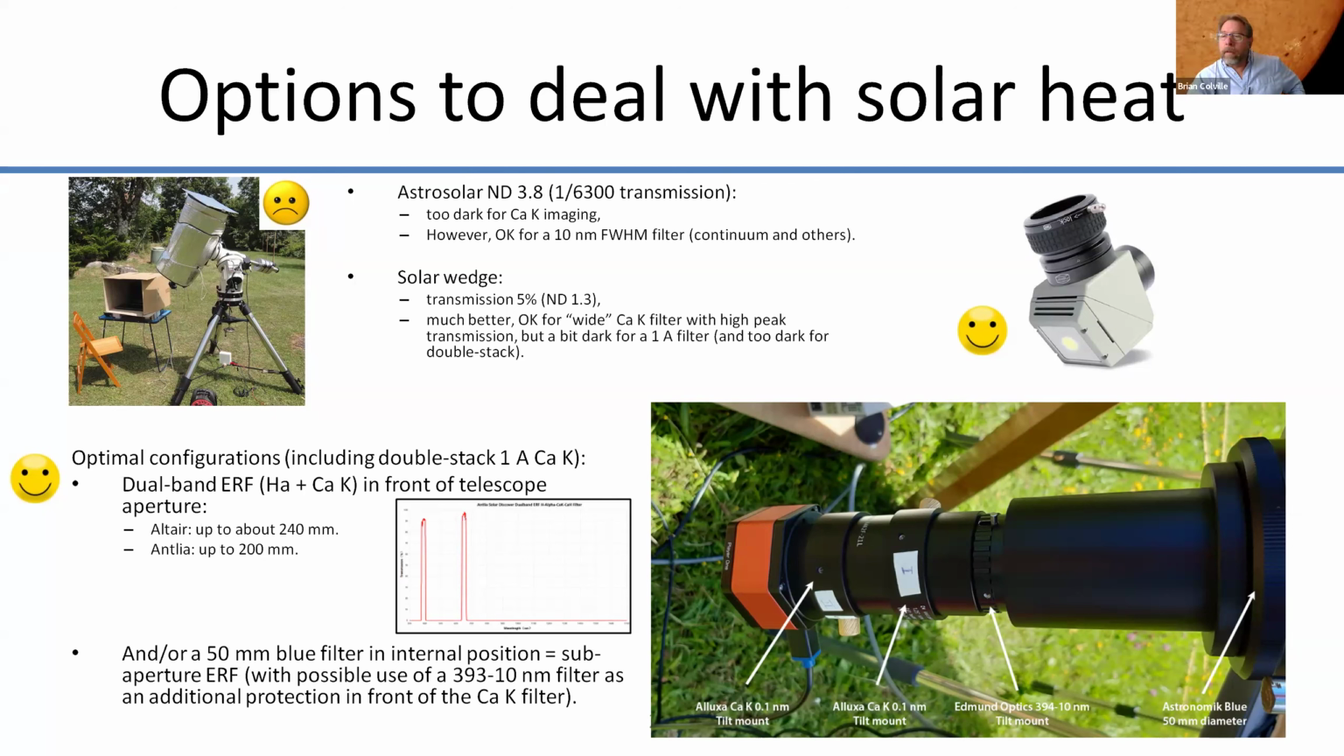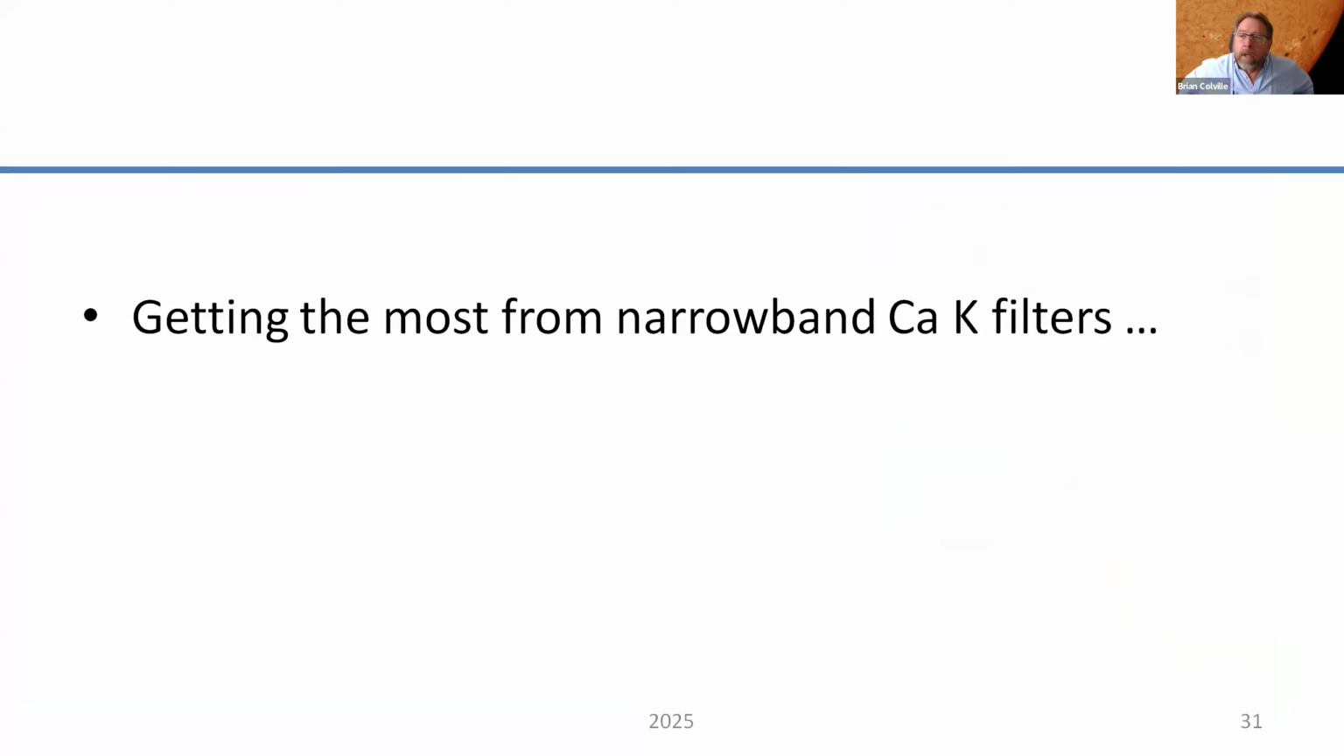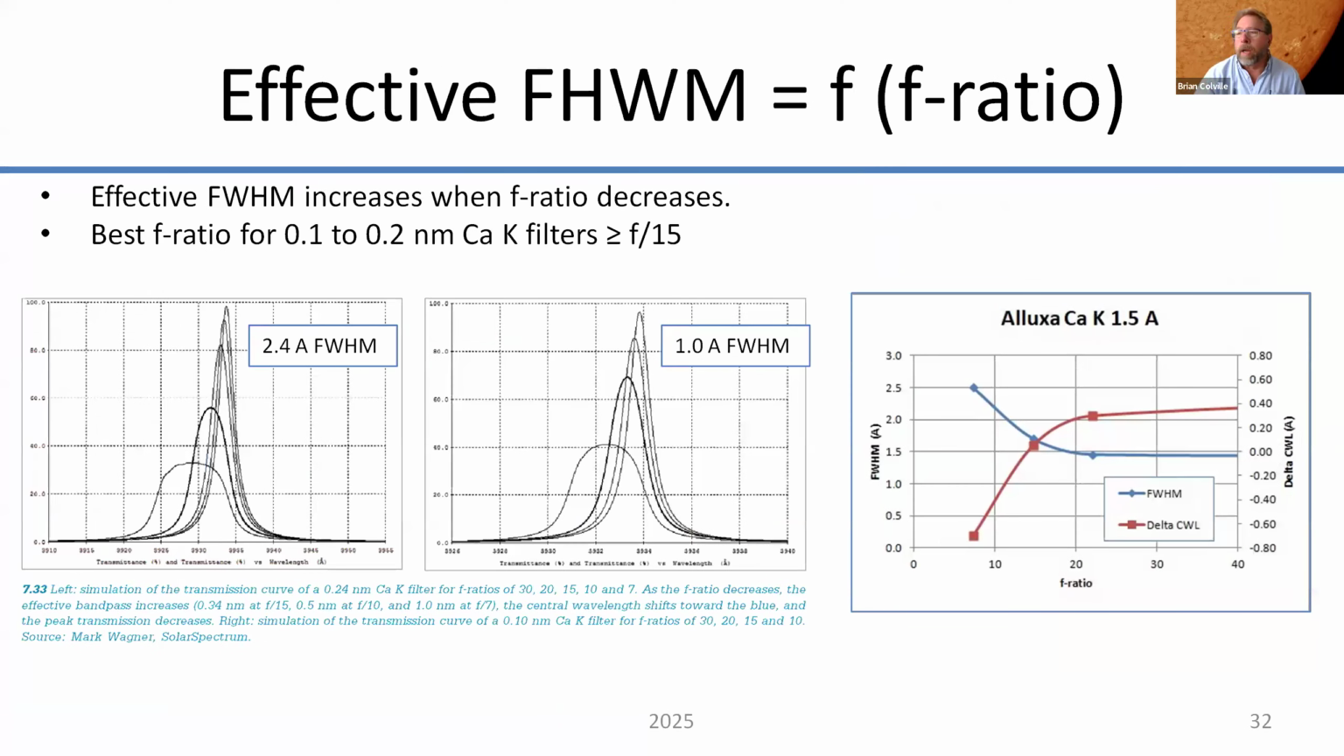Quick question, if I may, Christian. When you're talking about having the F ratio at F15 or longer for optimizing a lot of that calcium K work, for a refractor, does the primary need to be stopped at F15? Or if you have an F7 scope with a 2x Barlow ahead of the filter, does that accomplish the same thing, or does it need to be F7 at the primary?